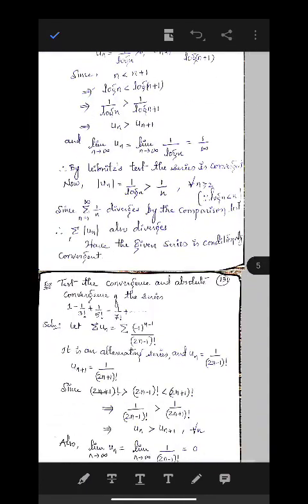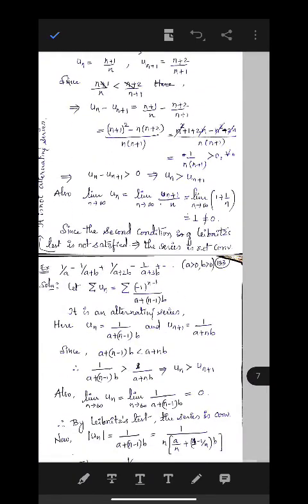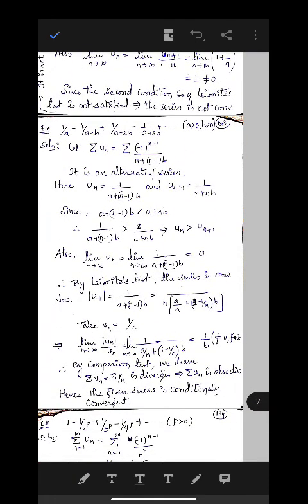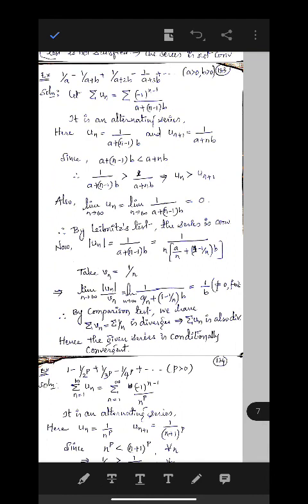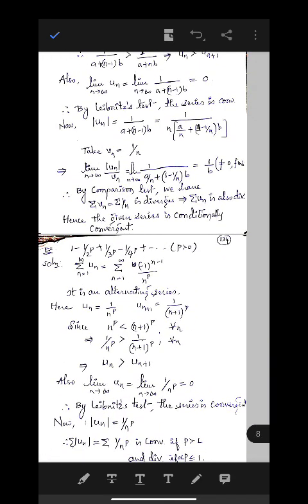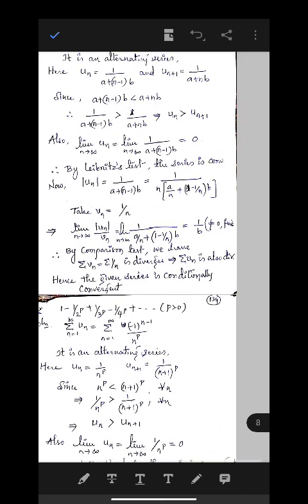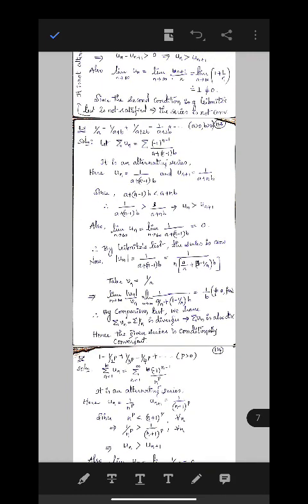The same procedure you need to follow for all these examples. You need to check whether the conditions of Leibniz theorem are satisfied or not. If they are satisfied, then you go further. If not satisfied, directly you can say that it is not a convergent alternating series, right? So this is how you need to solve. I will stop here. Just go through these examples. You will get to know how we need to solve such type of problems.